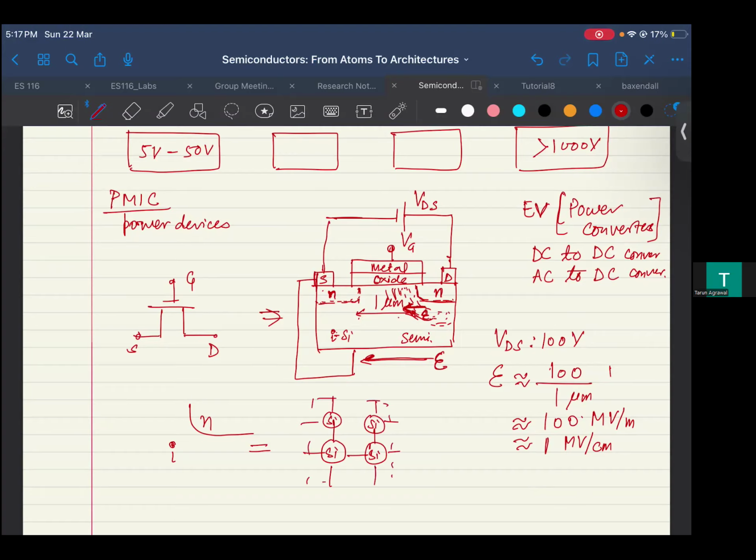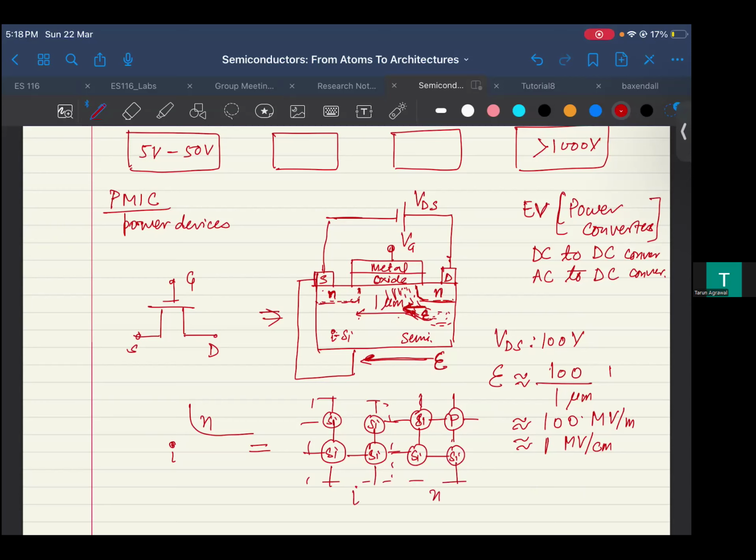While in the N type, you may have phosphorus or arsenic as one of the dopants. So this is a very simple bond model one can draw. This is your intrinsic, this is your N type.